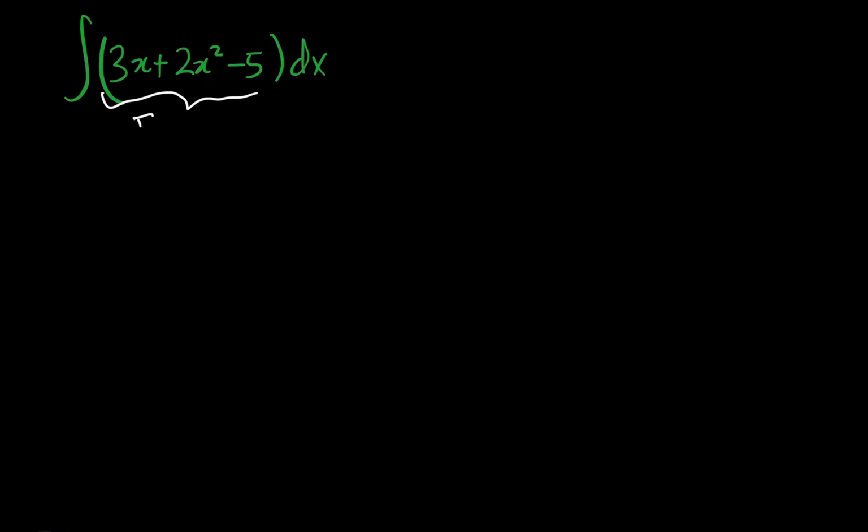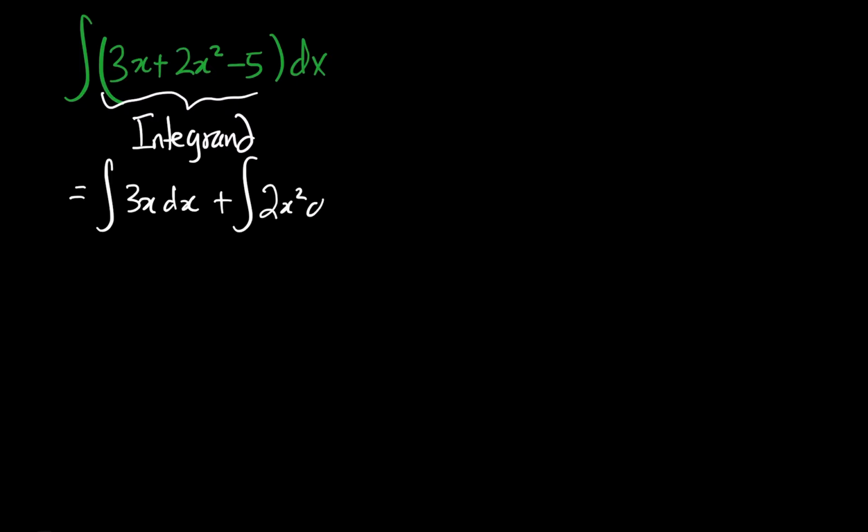Imagine you have an integral, still an integral, of 3x plus 2x squared minus 5 all dx. The moment we see something like this, remember this whole thing here is called the integrand. So this integrand here, we're going to break them down one by one. So we're going to have the integral of 3x dx plus the integral of 2x squared dx minus the integral of 5 dx, like this. All right.